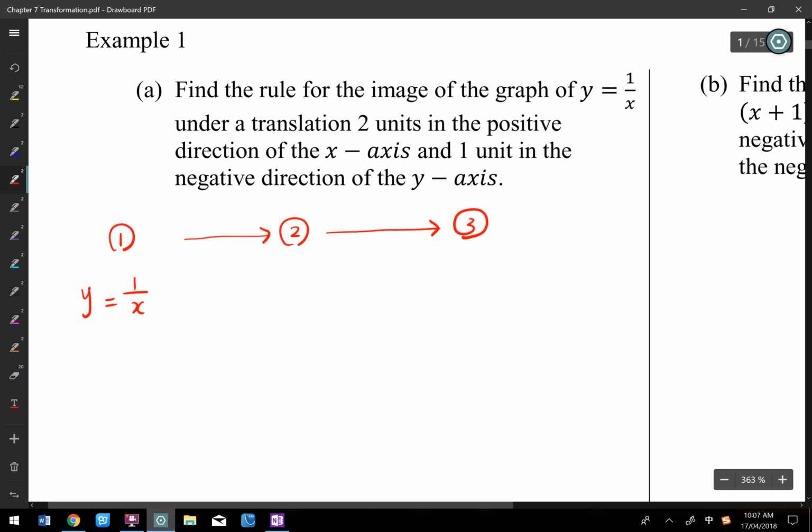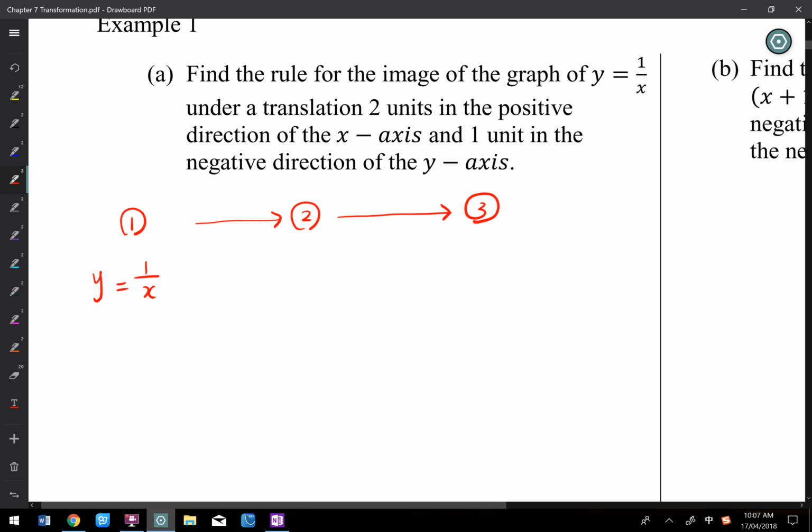That's y equals 1 over x. And then add the translation of 2 units in the positive direction of the x-axis and 1 unit in the negative direction of the y-axis. This is the same as saying 2 to the right and 1 down.